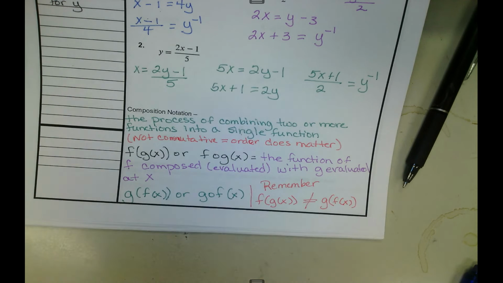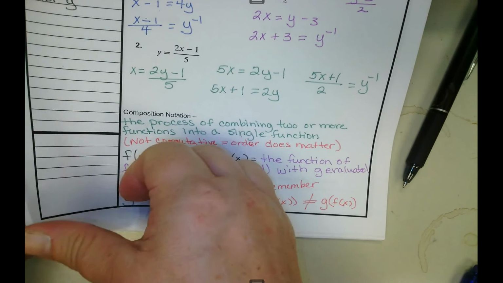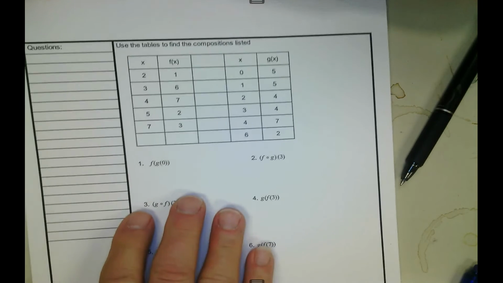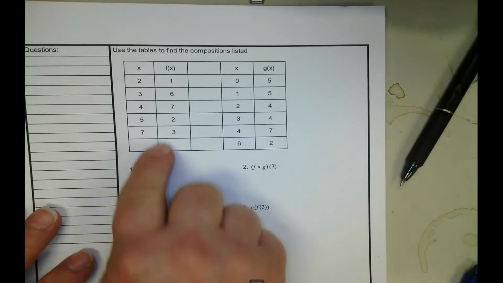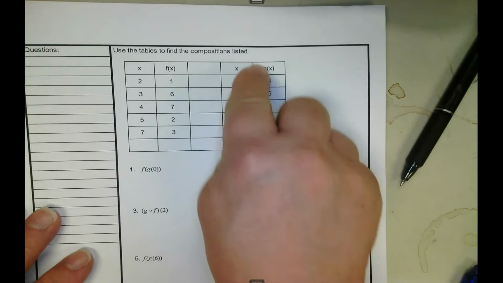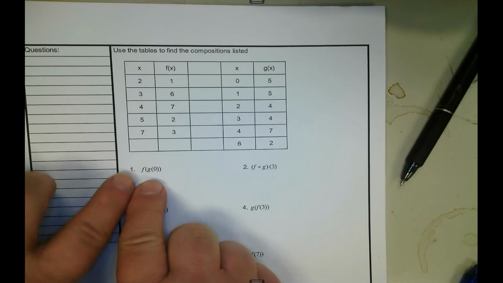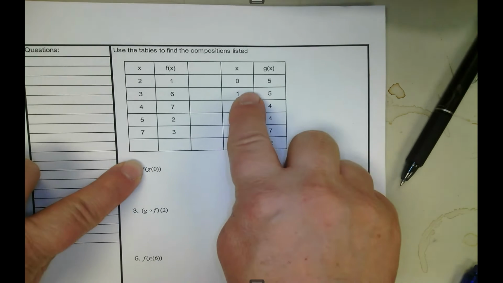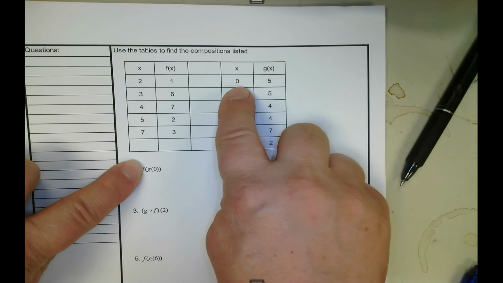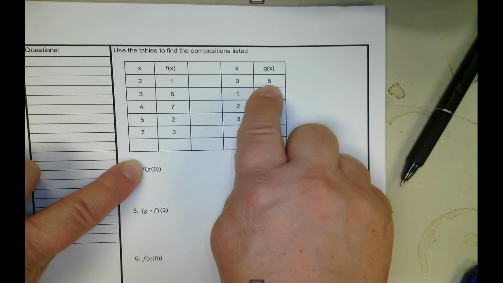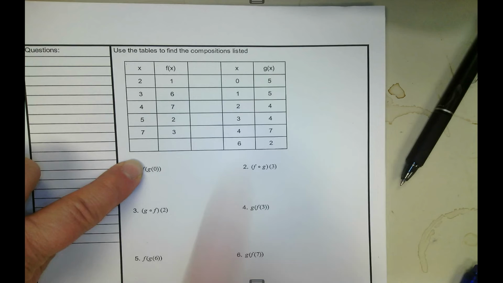Okay, so how does this actually work? Let's look at the next page. It's our examples. In example 1, you need to note that this is table F, this is table G. So I'm going to start out in the middle, g of 0. When x is 0, g evaluated with 0 is 5.